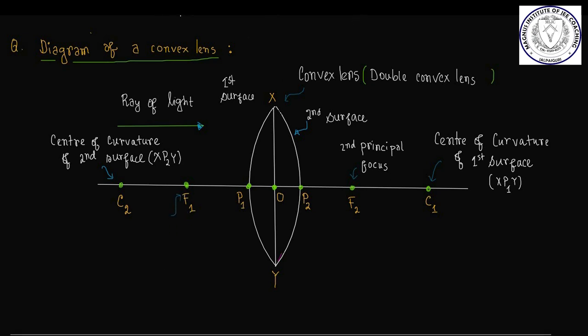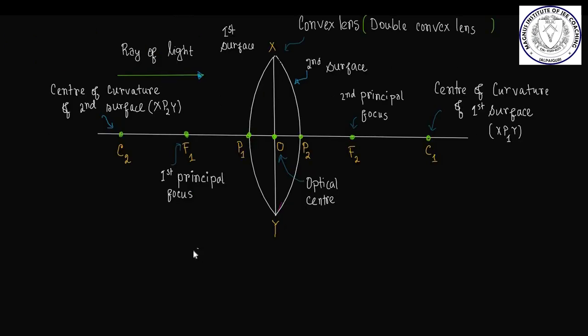F1 is the first principal focus of the convex lens. Now the second principal focus F2 is the midpoint of the optical center O and center of curvature C1. The point O is the optical center, the no deviation point.